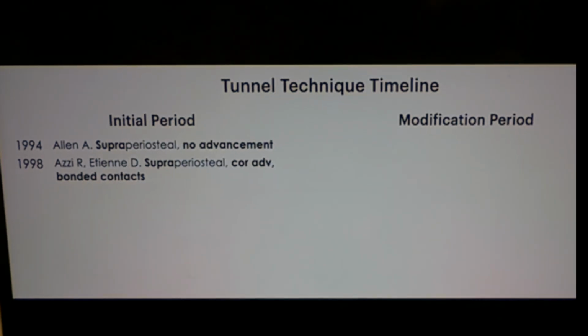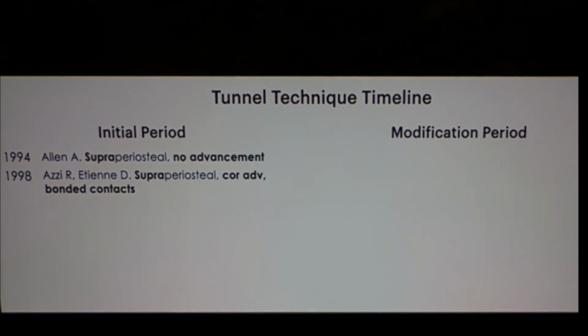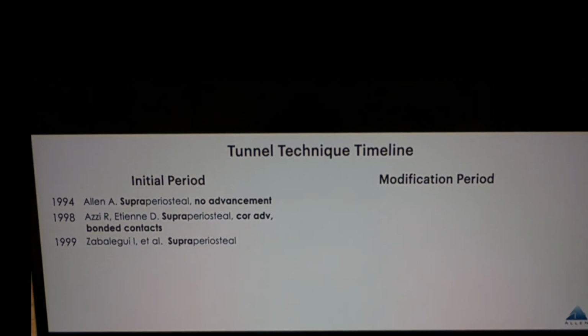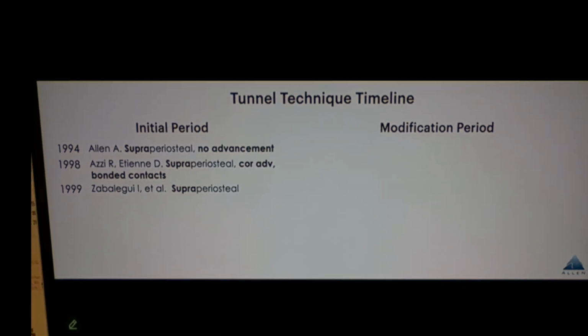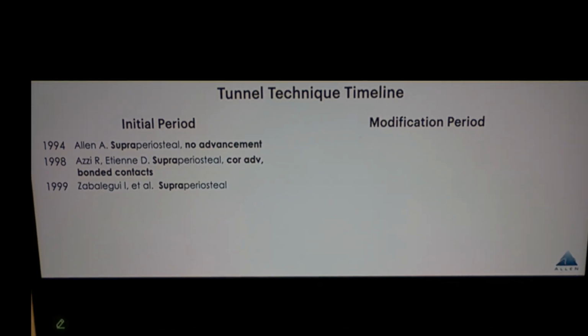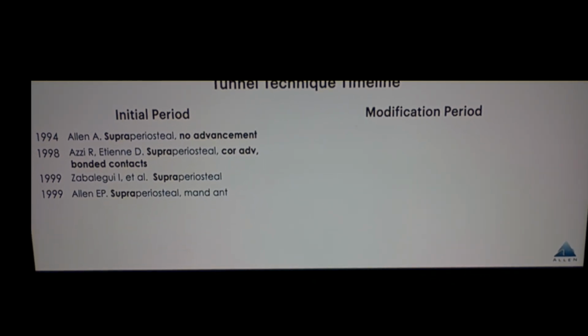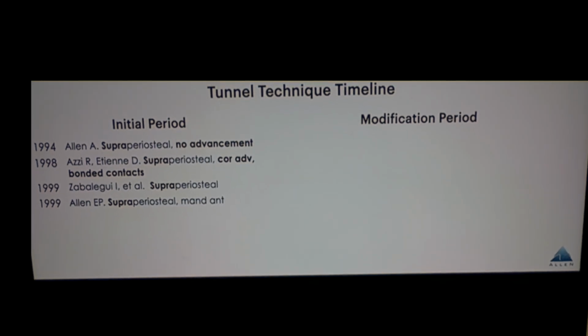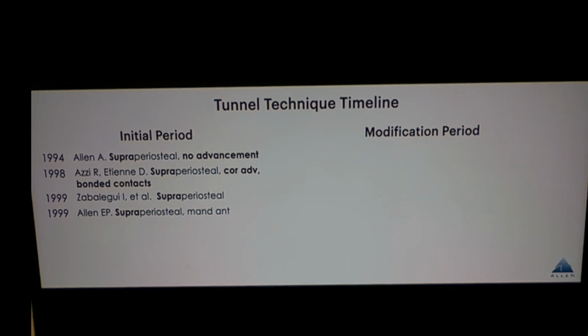They also used bonded contacts in order to have suspensory sutures for treating class 3 recession. To me, this is important to understand some of the background. Zabalegui also published about the same time, essentially the same procedure, supraperiosteal dissection once again. I published in '99 a supraperiosteal method for the mandibular anterior, simply tunneling the midline papilla. I'll show you that in a moment.